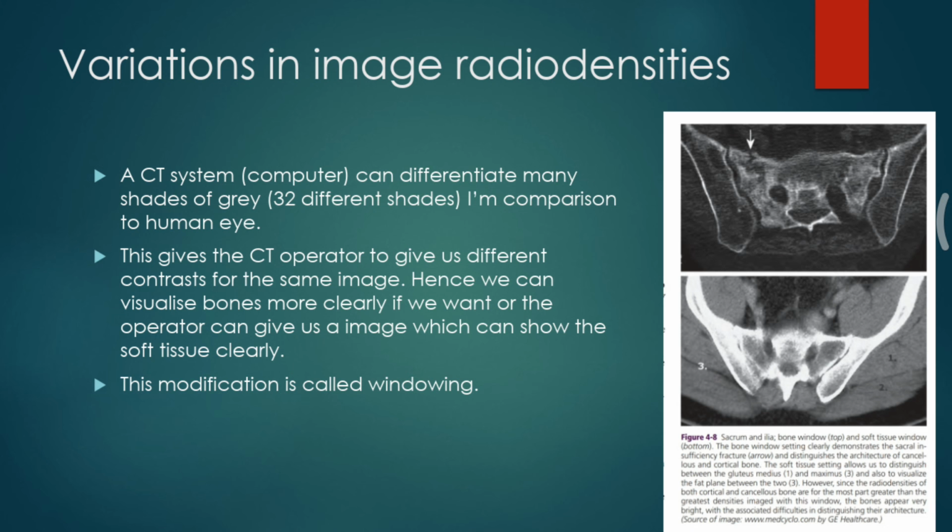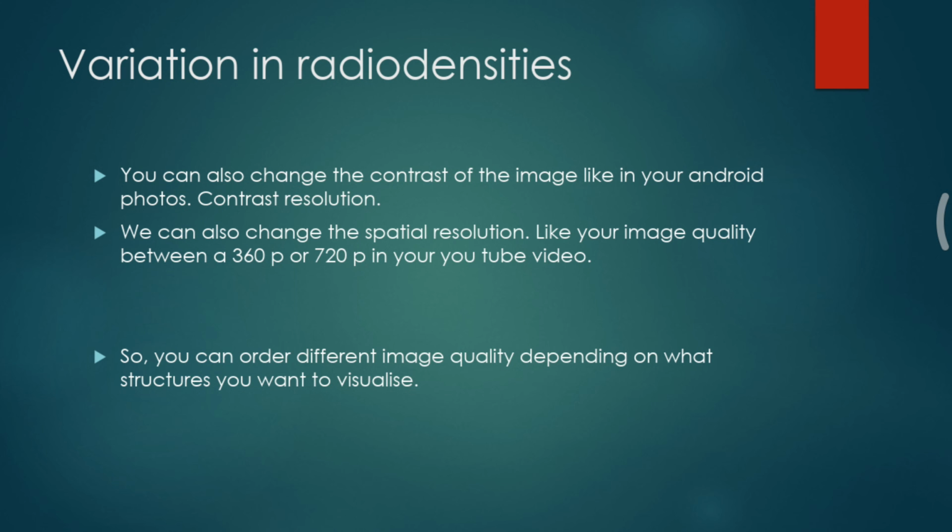Now, the variation in radio densities, that is the shades of gray, can also be brought by contrast resolution as well as spatial resolution. What is contrast resolution? In many of your photos and images, if you want to edit the image, you can change the contrast of it, make it lighter, or you can make it darker. So that is possible like a photograph.